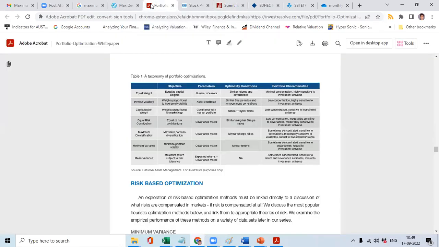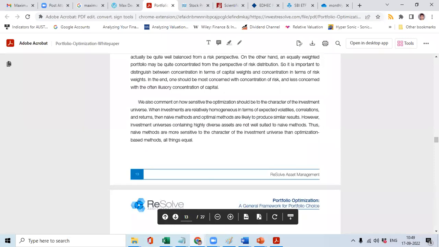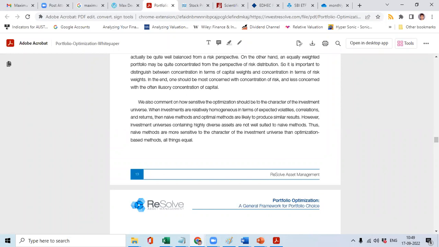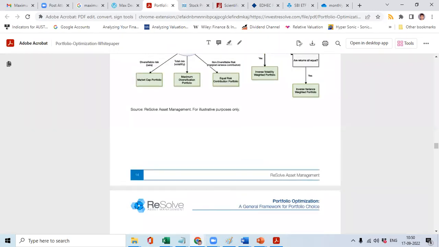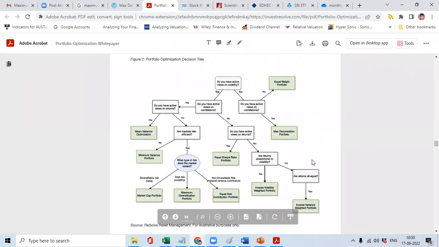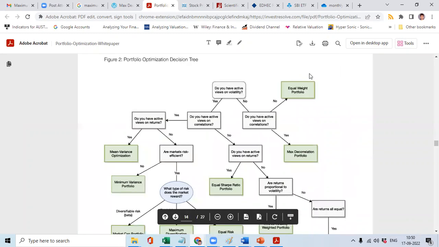Now, this is the second literature, by Resolve Asset Management. This is also a small asset management firm. This paper is about 20 pages. The important thing is this particular diagram. I don't know how to blow it up. I think Control plus, right?